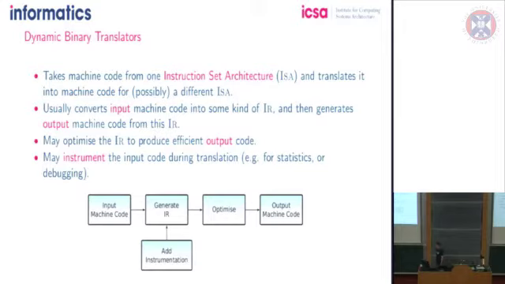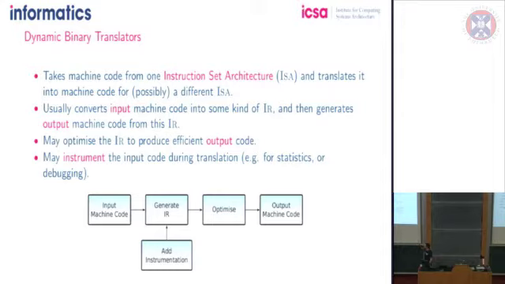So dynamic binary translators in general will take machine code from one instruction set architecture, one ISA, and possibly translate it to a different ISA, or it may be the same ISA. So Intel's PIN is an x86 to x86 dynamic binary translator, but the likes of QEMU will maybe take ARM and convert it to x86. We might even instrument the code as we're doing it. So that's what you can do with PIN. You can instrument your code.